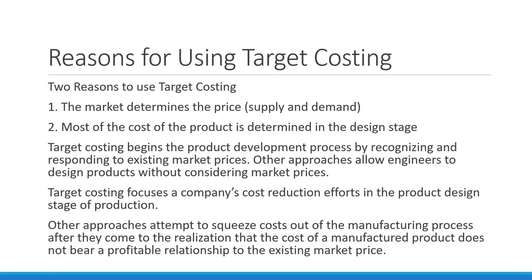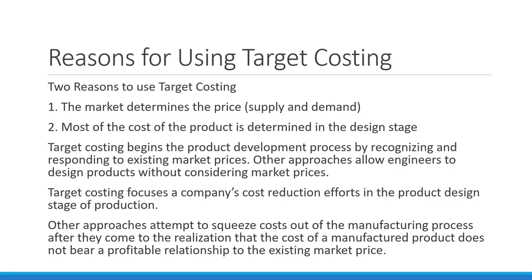So target costing is used when the market determines the price, supply, demand, elasticity, and inelasticity, and when most of the cost of the product is determined in the design stage. So this is part of product development process where we're recognizing and responding to existing market prices. Other approaches allow engineers to design products without considering market prices, but we know that in a competitive industry the market will set our prices for us, or we'll have a point at which our customers are no longer willing to pay more money.